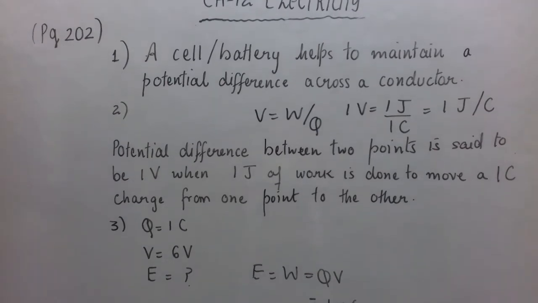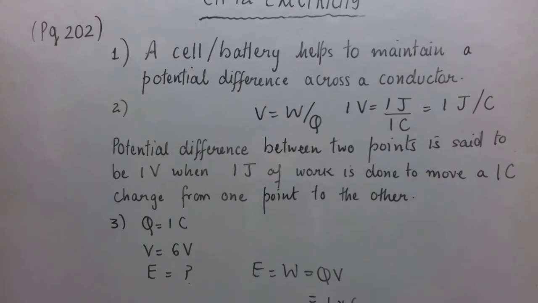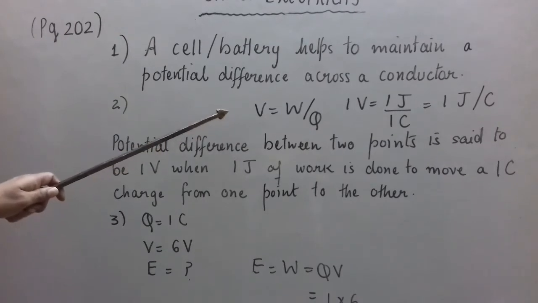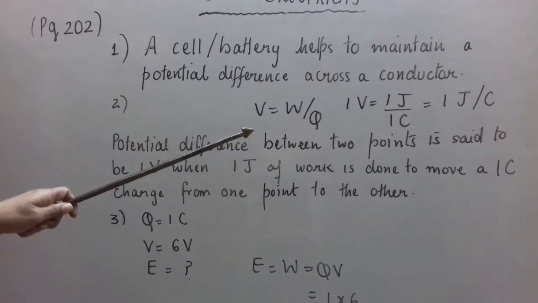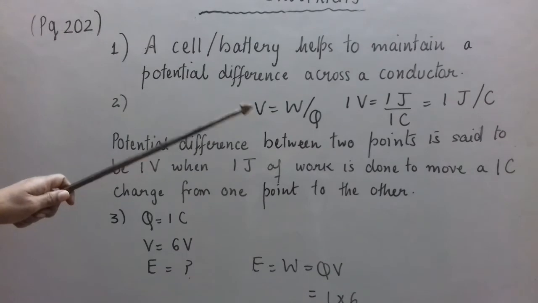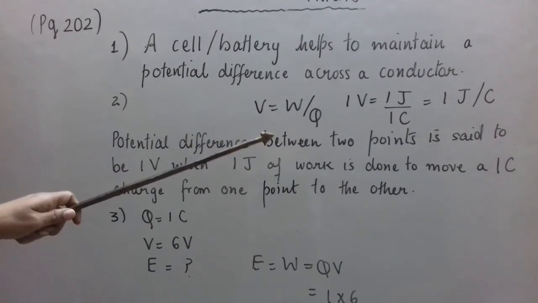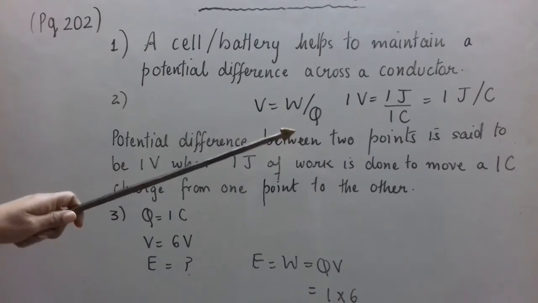Second question is, what is meant by saying that potential difference between 2 points is 1 volt? So for this you will use this definition. You will use this equation of potential difference. V is W upon Q. V is 1 volt when W is 1 joule and Q is 1 coulomb. So 1 volt is 1 joule per coulomb.